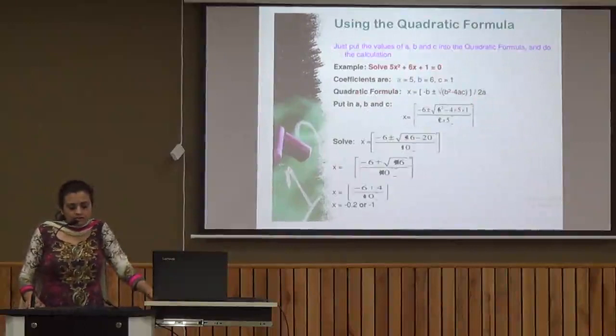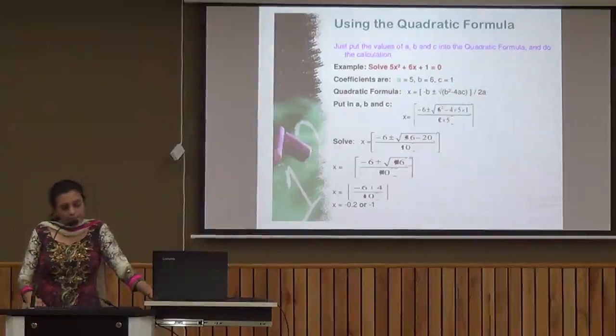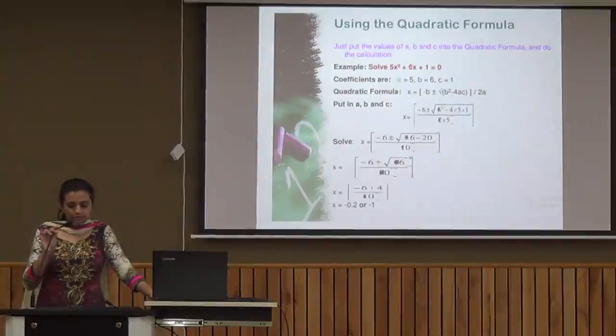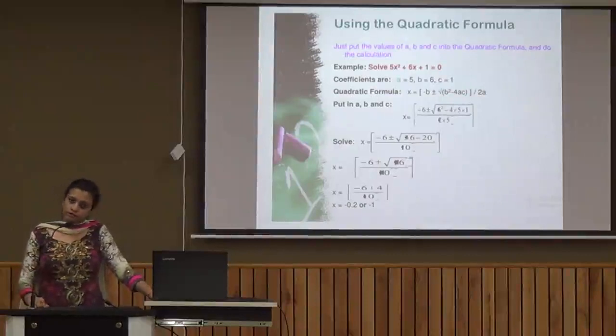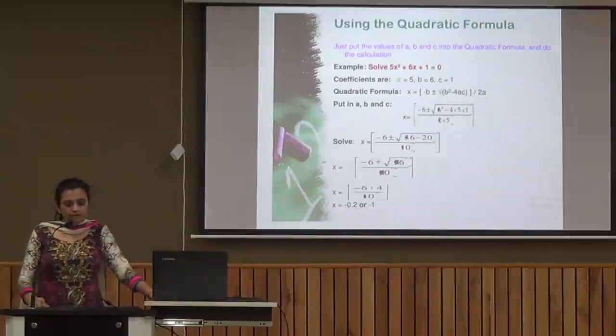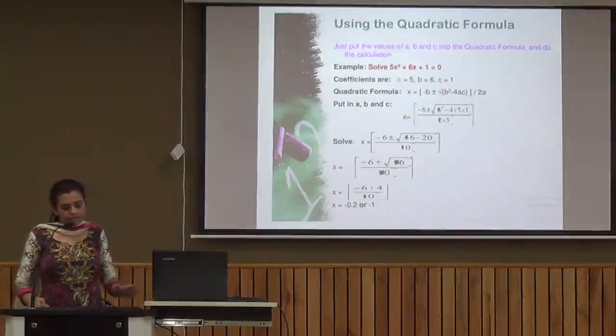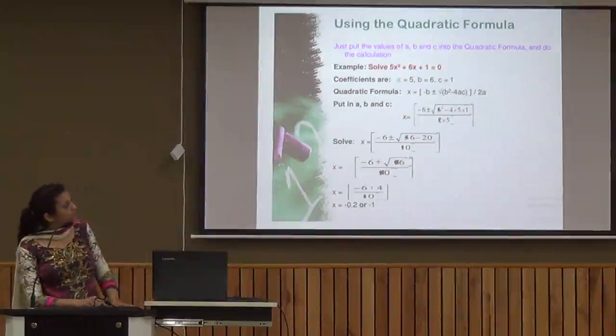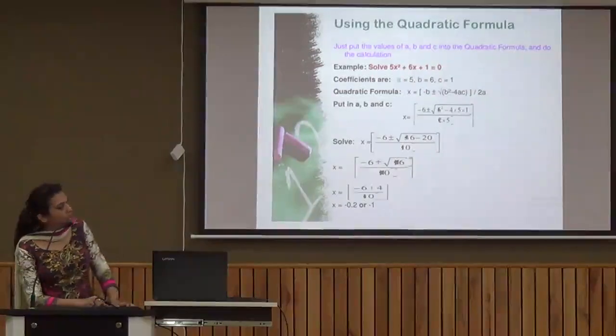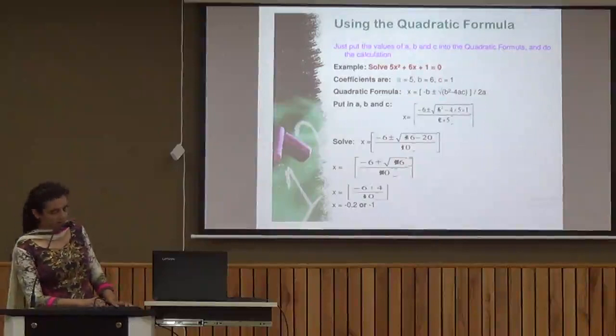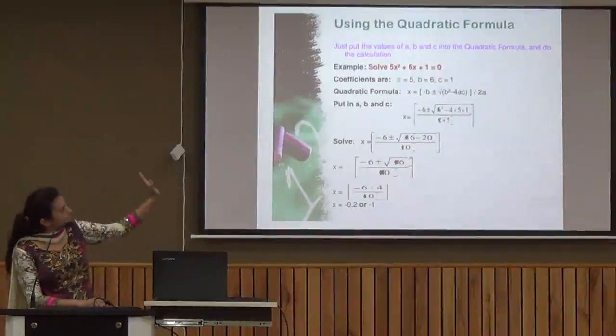How do we use the quadratic formula? Just look at this example. Solve 5x squared plus 6x plus 1. Now what you're going to do here is look at the coefficients. A is 5, B is 6, C is 1, and it is already in standard form. Let's put these values of A, B and C in the quadratic formula. It's going to be minus B plus minus root B square minus 4AC upon 2A. What is B? 6. So minus 6.